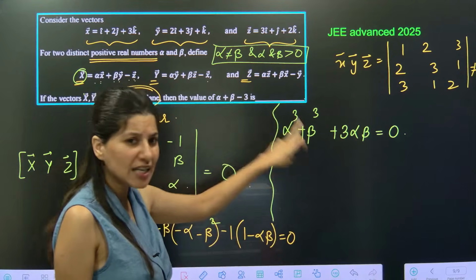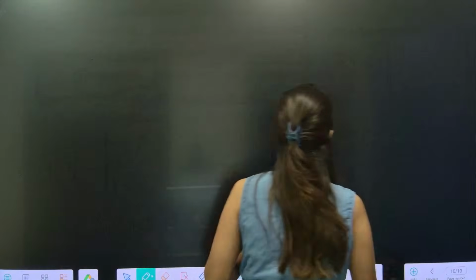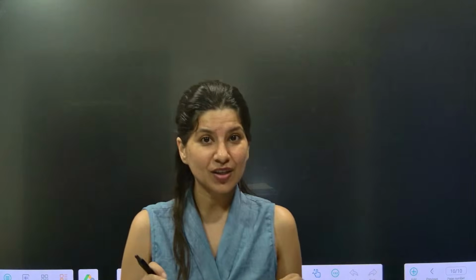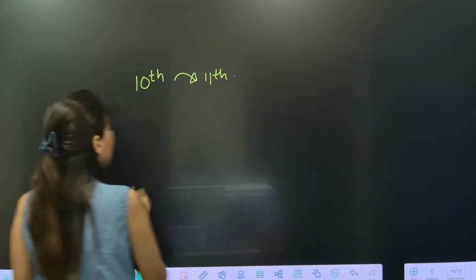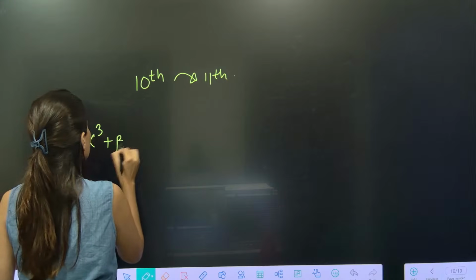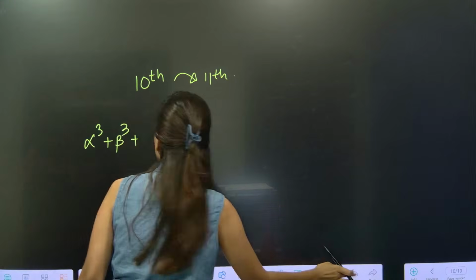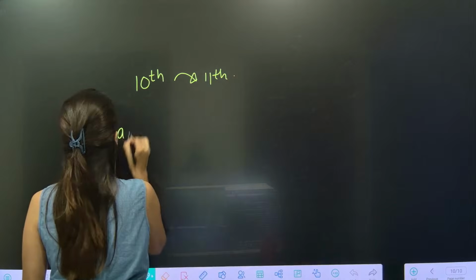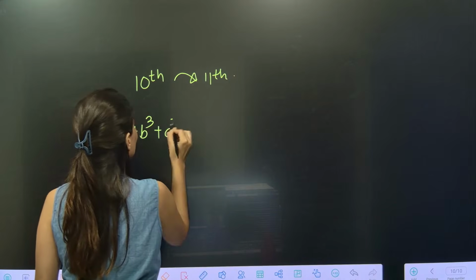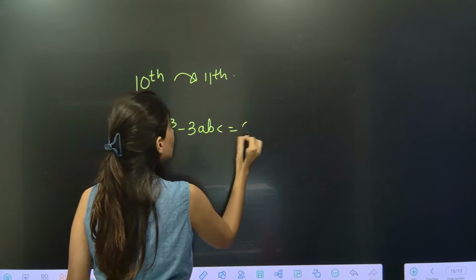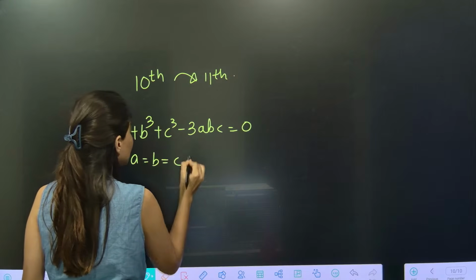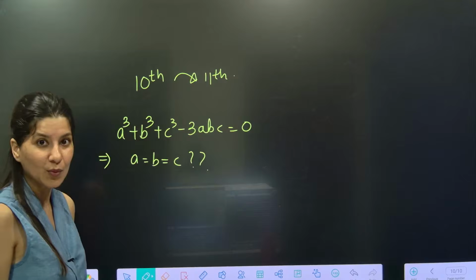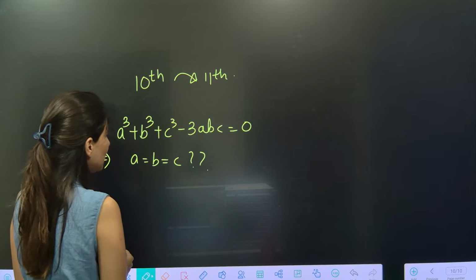Now I am going to keep this expression right here and I am going to teach you something which I teach in bridge course. What is bridge course? Bridge course for 10th to 11th moving students. Okay. What is the concept? Alpha cube plus beta cube plus, not alpha, beta, gamma basically, a cube plus b cube plus c cube minus 3abc is equal to 0 implies a is equal to b is equal to c. But how?